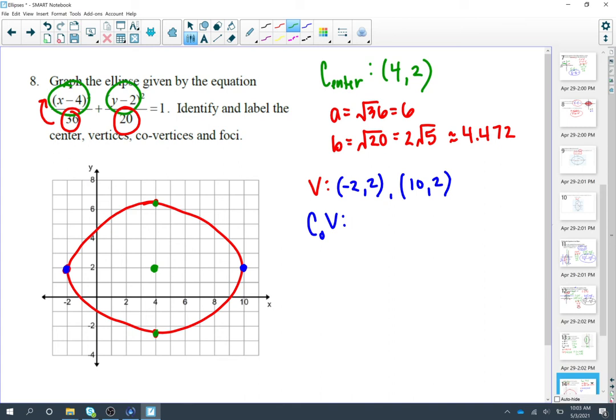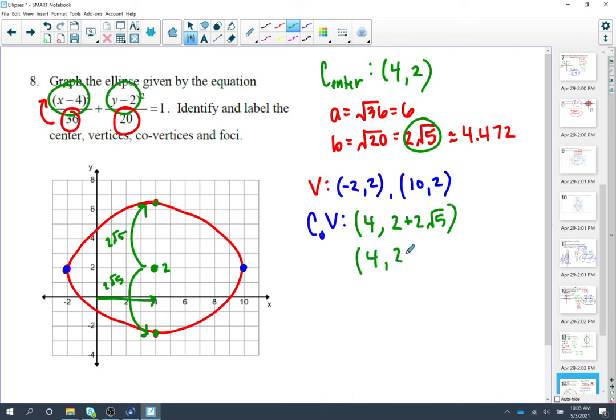Now, that's a little more interesting because it's not at an exact point because we have this 2 root 5. So in order to get there, we are at 4 because we go over 4. Then I'm going to go back to my center here, which is at 2. Do you notice your center is at 2? But from 2, we went up 2 root 5, and we went down 2 root 5. So my first one is going to be at 4, 2 plus 2 root 5. And then my second one, still over 4, but 2 minus 2 root 5. And that's how we're going to list our co-vertices.